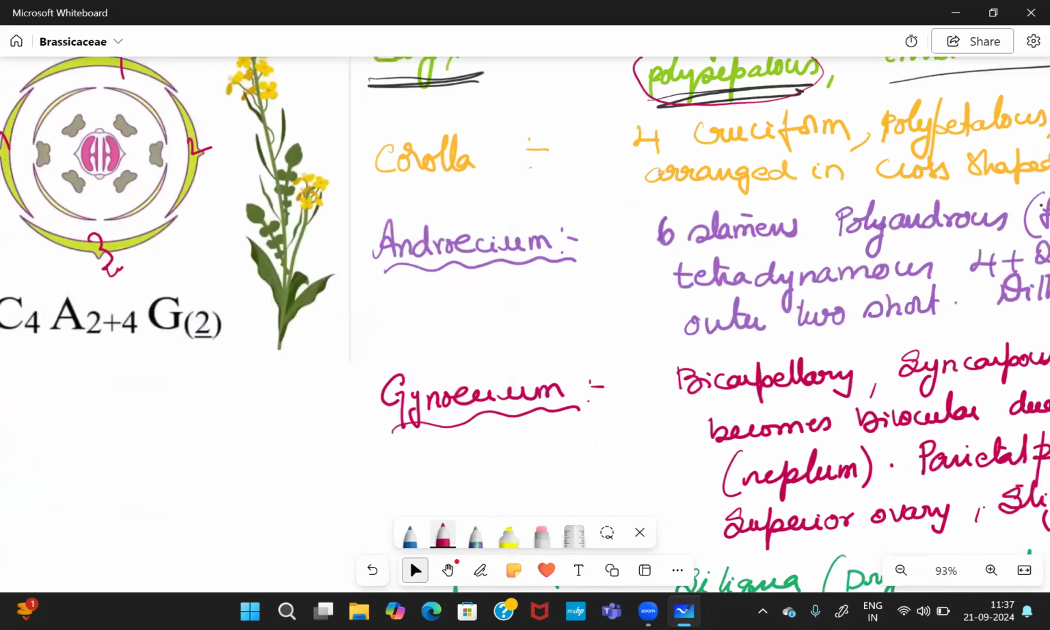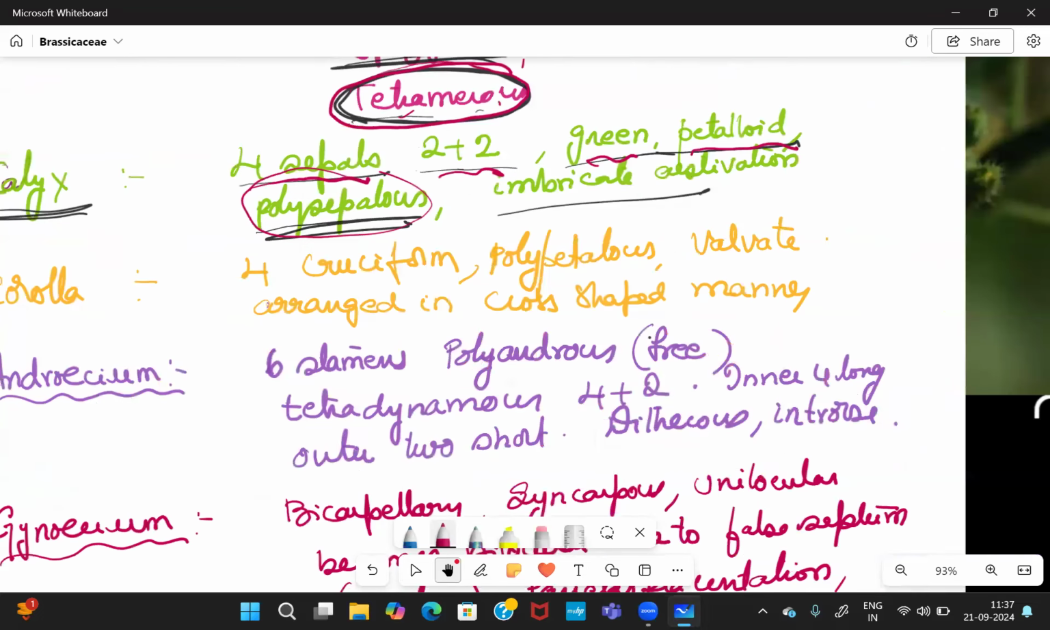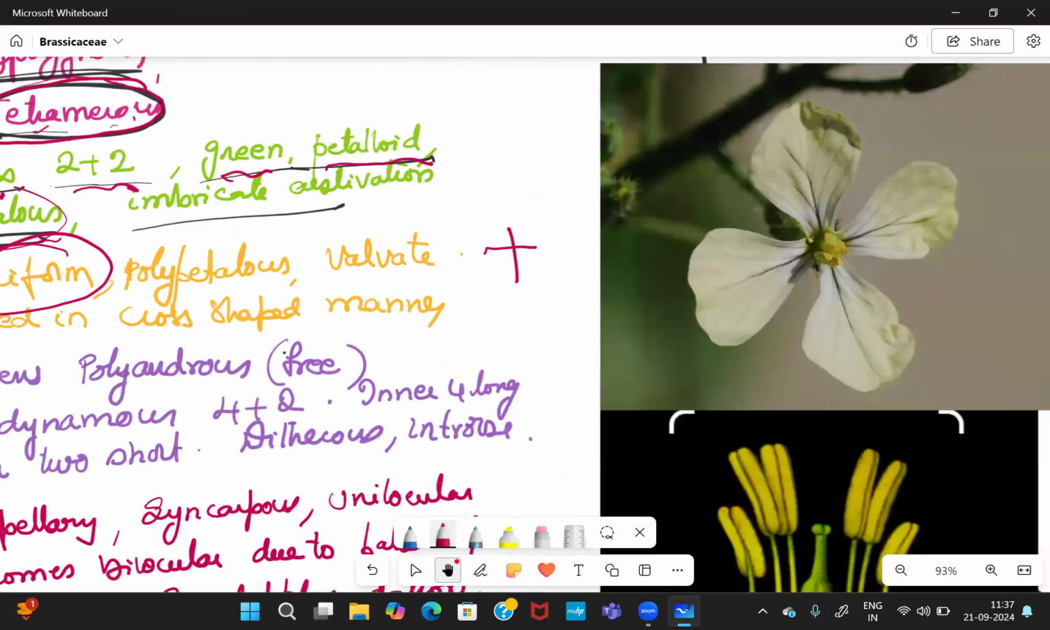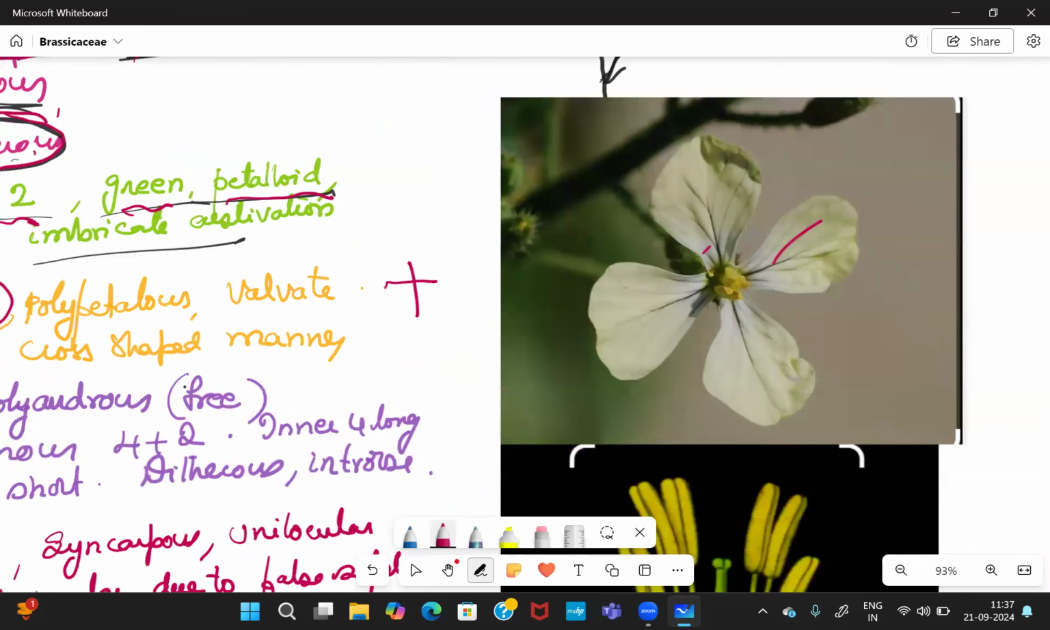Then come to the corolla. The corolla here is very important, because of the shape of the corolla the family got the name Cruciferae. The petals are 4 in number, cruciform, like a cross. They are arranged like this, look here. These are the petals in a cruciform shape. See, these are all free.